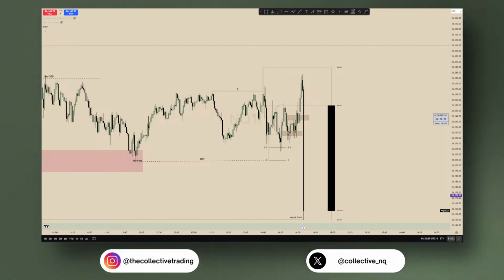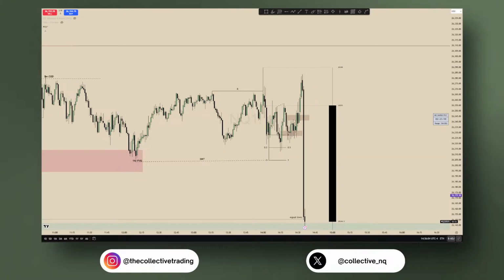So Asia's low swept. We didn't tap the 4 hour. There's the 4 hour. That was 120 points. Good. So those equal lows, I guess, and Asia low, but those equal lows I had marked out got taken. All right.